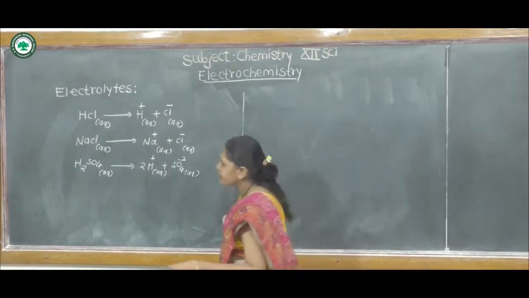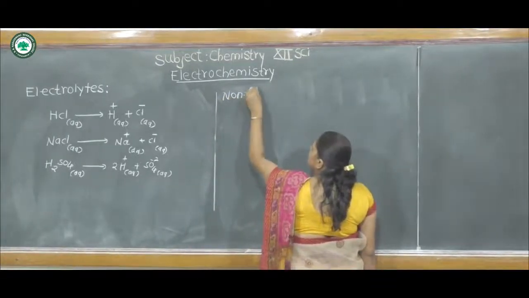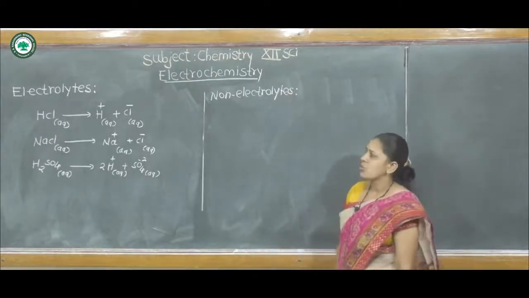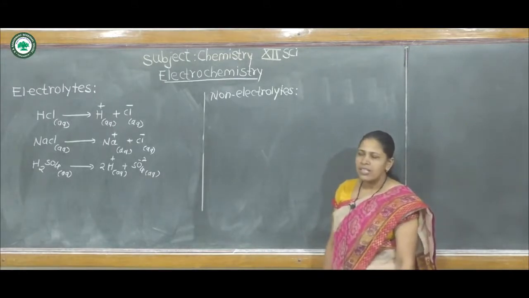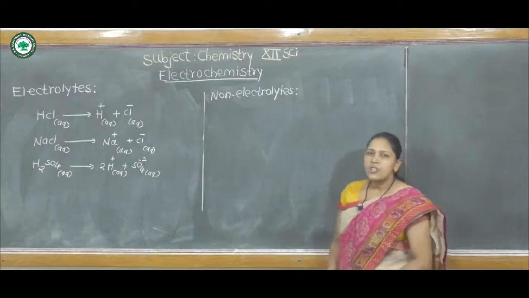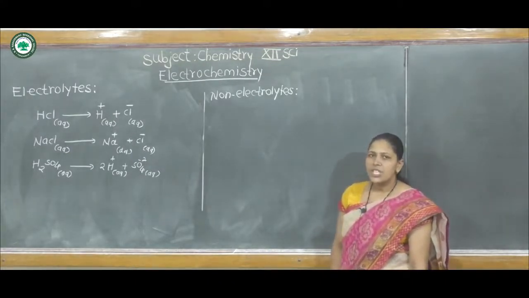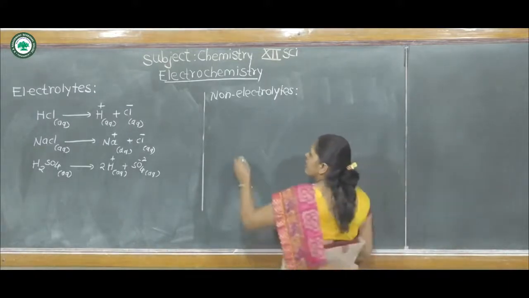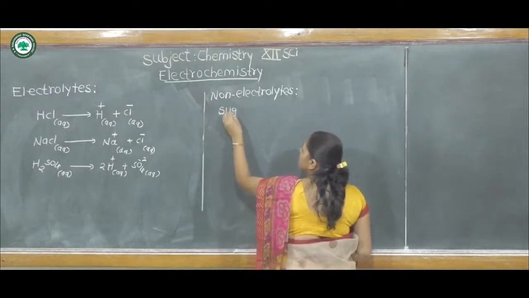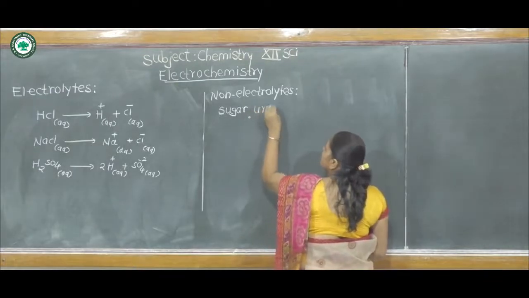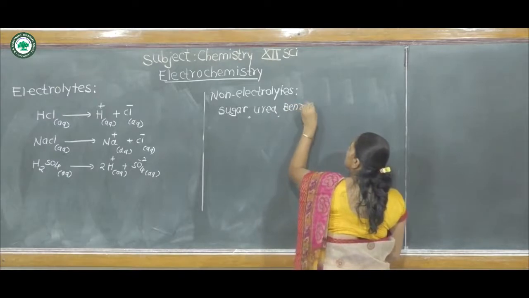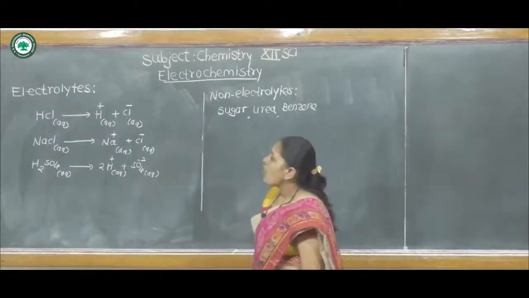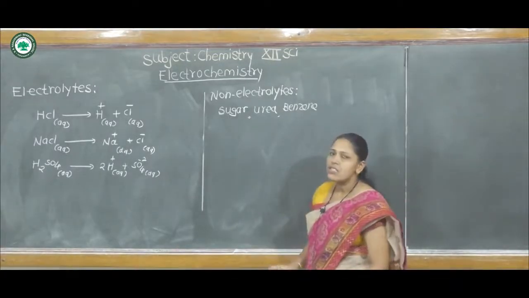Then non-electrolyte. Second is non-electrolyte. Exactly opposite to electrolytes. Non means no, does not conduct electricity. Therefore, non-electrolytes are substances which cannot dissociate in aqueous solution and do not conduct electricity. Examples of non-electrolytes are sugar solution, sugar, then urea solution, benzene. In this topic we are only concerned with electrolytes.